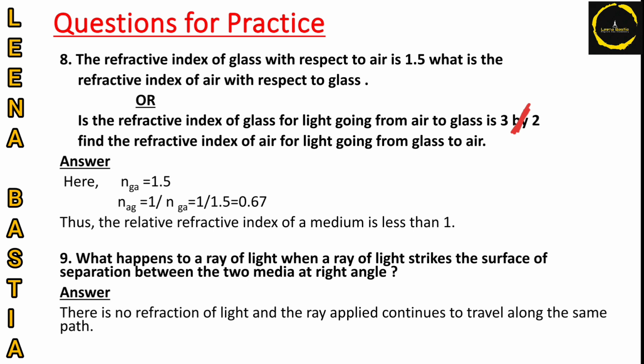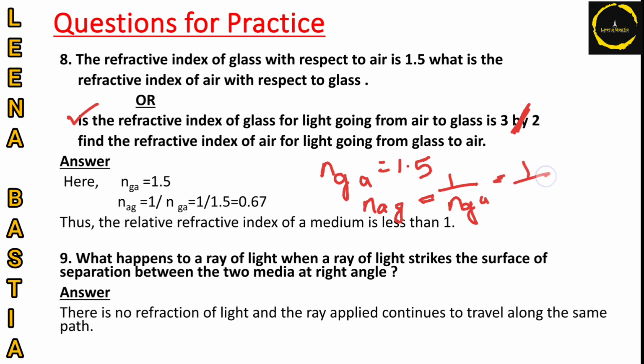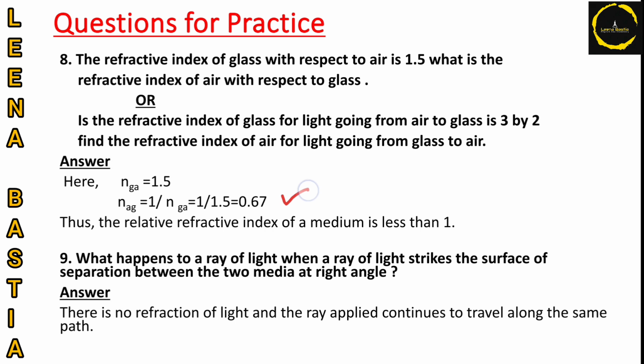I hope you got it. Just read the question twice. This one is the same as the first one. So here the refractive index of glass with respect to air is given as 1.5. It is asking for the alternate one: what is the refractive index of air with respect to glass? In that case, what we used to do? n_ag is 1 by n_ga, isn't it? So it becomes 1 by 1.5. Whatever the value is, you can just calculate and find it out, right?